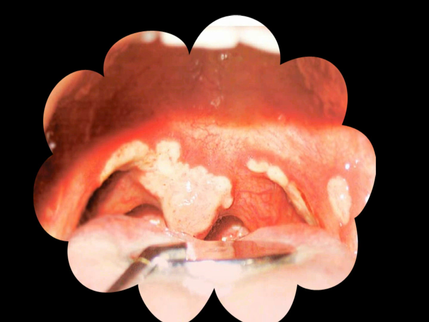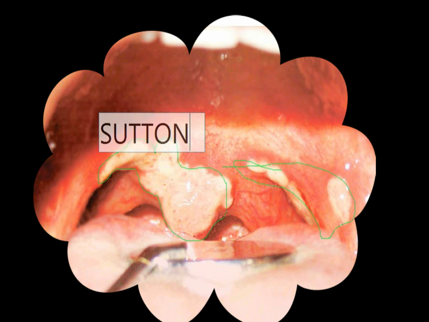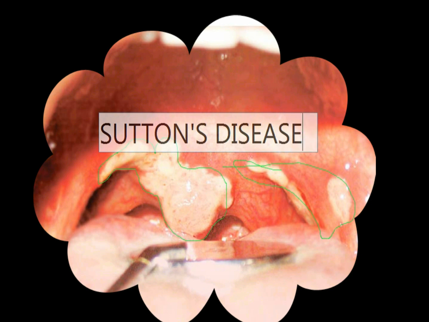Now let us discuss this disease measuring about 5 cm in diameter that is occurring on the soft palate. Now identify. Yes, it is Sutton's disease. Sutton's disease is the other name of major aphtha, where the ulcers are over 1 centimeter in diameter and they heal with scarring.